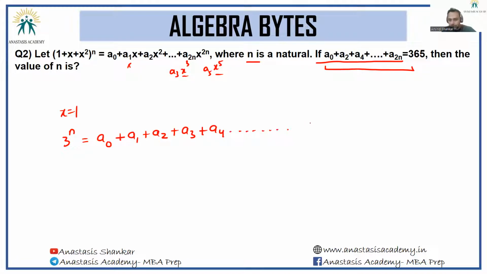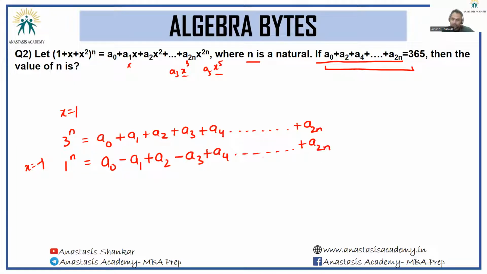It will go on till a to the base 2n. This we have got. Now I want this a1 term gone, this a3 term gone, odd powers of x gone. Best way would be, let's put x equal to minus 1, which in this case LHS would now be equal to 1 raised to the power n is equal to a0 minus a1 plus a2 minus a3 plus a4 blah blah blah plus a to the base 2n and everything.